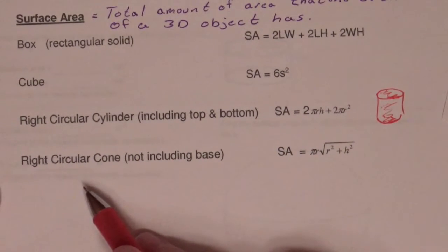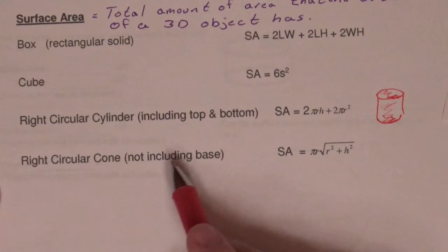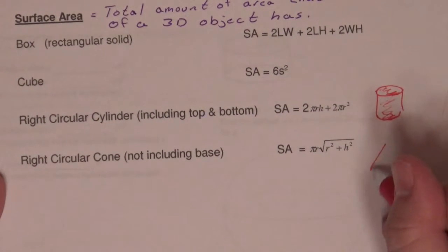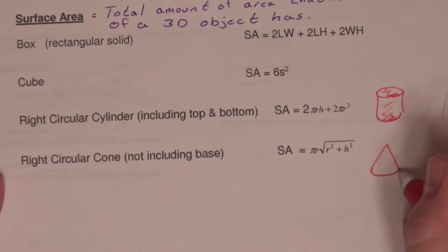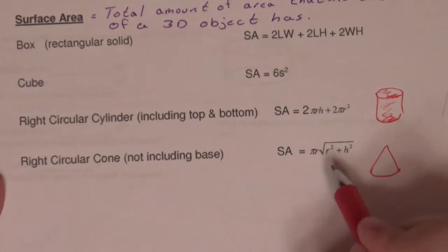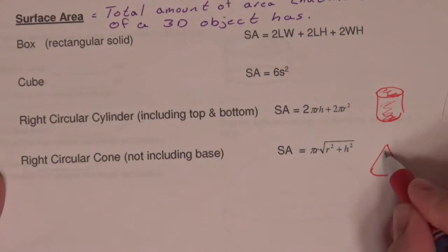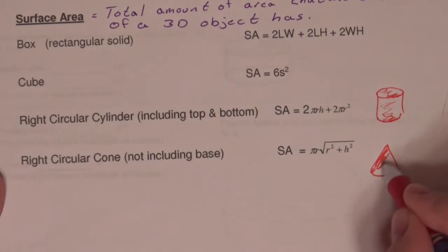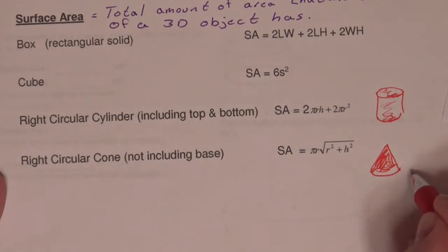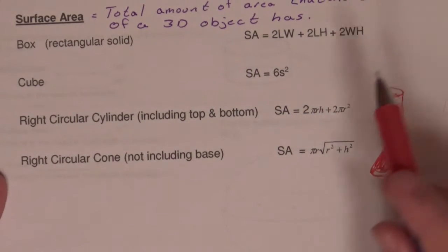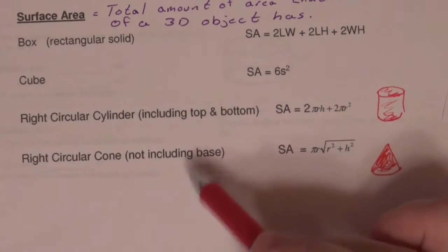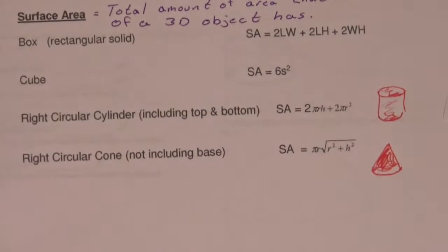This one says a right circular cone, not including base. So I have a cone here. What this is saying is that this equation calculates how much paper can go around the outside of the cone, but not on the bottom of the cone. I just want you to understand what these two are saying. That's kind of enough about what these equations are about, and you've got those already.